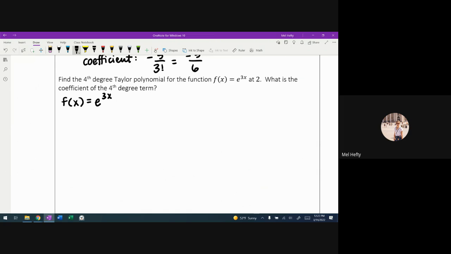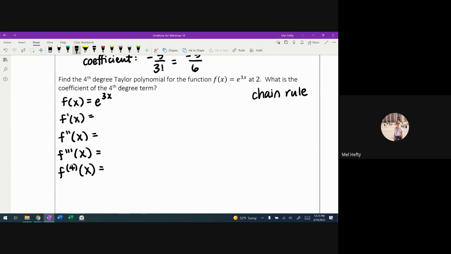4. So I'm going to go up to the 4th power, which means I need how many derivatives? 4. So you're going to find me f prime, f double prime, f triple prime. And what am I going to write instead of f quadruple prime? Does anyone remember the notation? Once we get to 4, we do 4 in parentheses. Anyone want to tell me something about this derivative as you take it? All right, the derivative of e to the x is e to the x. What about the 3x part? Chain rule.